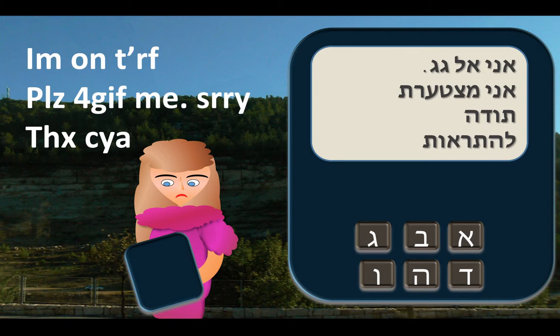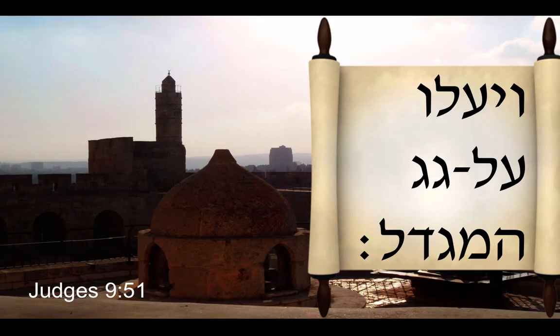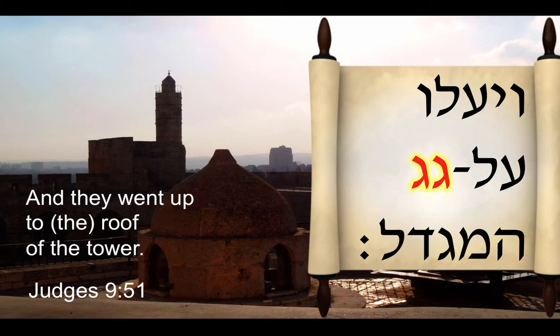So on the other side, right here, this is the Hebrew. See if you can recognize where Gog is. Thank you so much. We got the Fiddle on the Roof playing for us. You see the Gog? It's right there. I'm on the roof. Please forgive me. Sorry. Thanks. See you later. Gog. Okay, see if you can find the Gog here. And pause. And there it is.